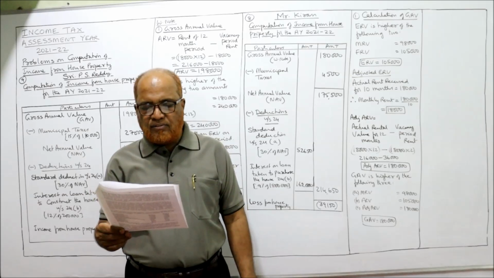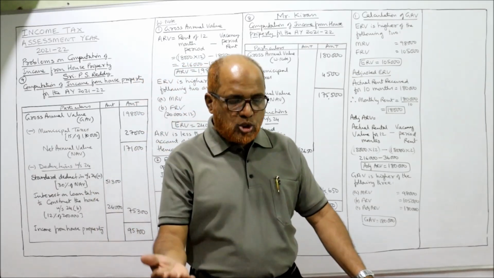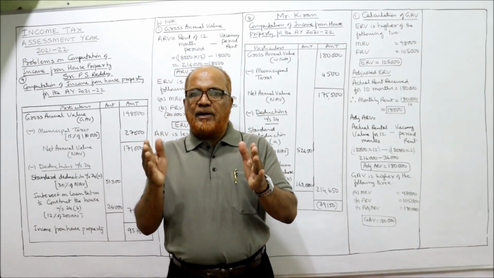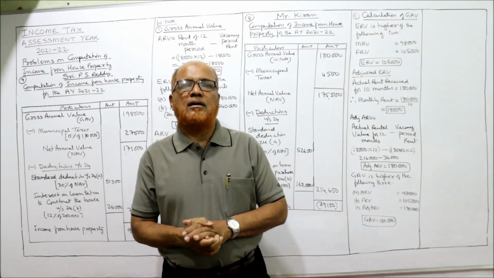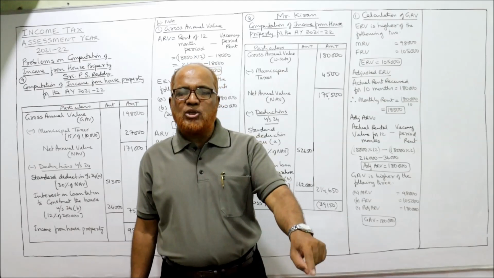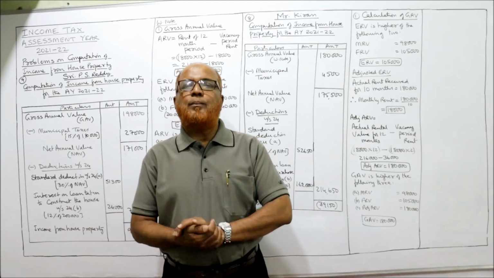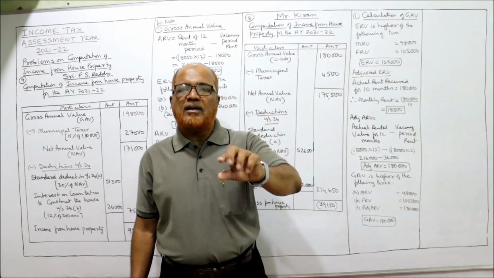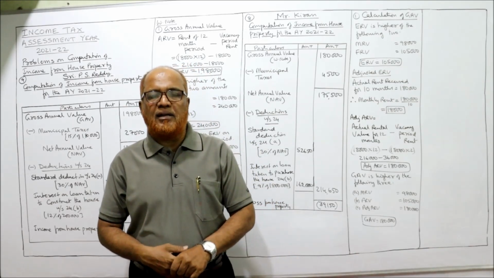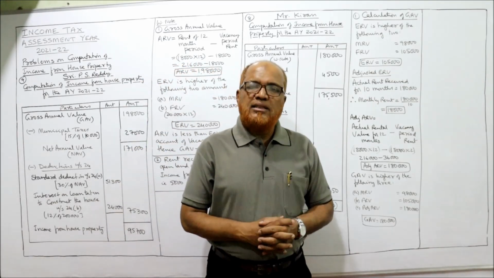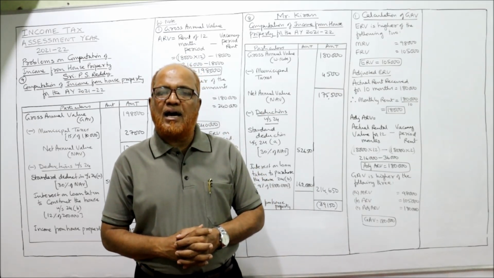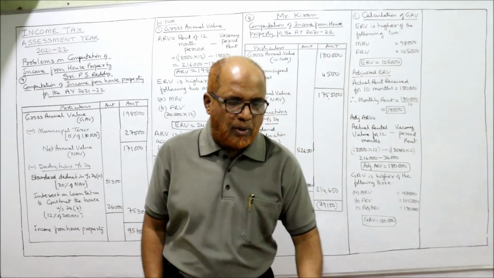Then actual rent received during the year is 1,80,000. Actual rent received for how many months? 10 months, because during the 12-month period, 2 months the house was vacant. So only 10 months' rent is received. So 1,80,000 actual rent received is given, that is for 10 months. So per month how much? 1,80,000 divided by 10, you will get 18,000 rupees per month. That is the actual rental value. Now, in this problem also, there is a vacancy period. So we have to calculate adjusted ARV, just as we have done in the previous problem.